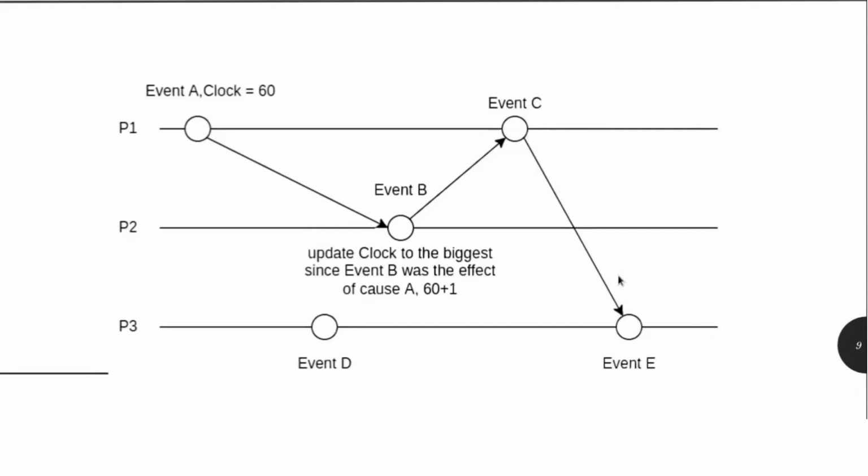That's because, as we said, causes must precede their effects. But in this case, we have event D. We can't actually know if event D happened before A or B or C. That's because there is no causal path between A, B, C, and D. All we know is that event D must have happened before event E from the perspective of P3.